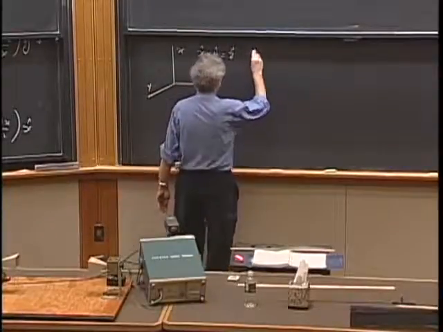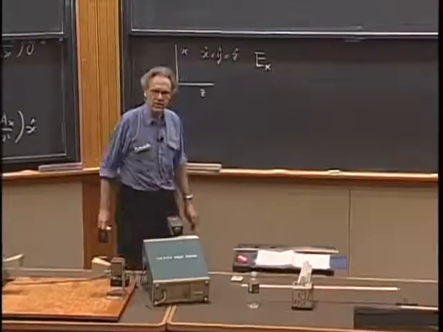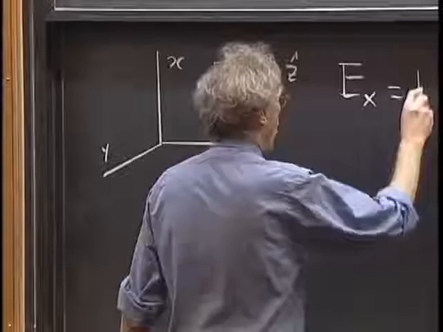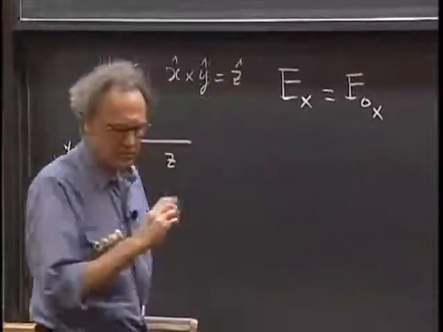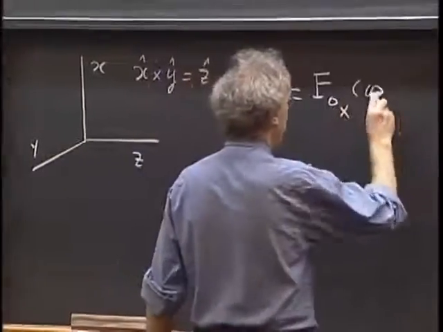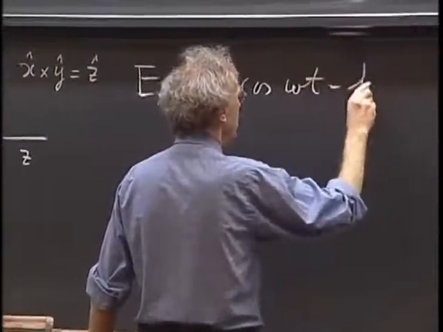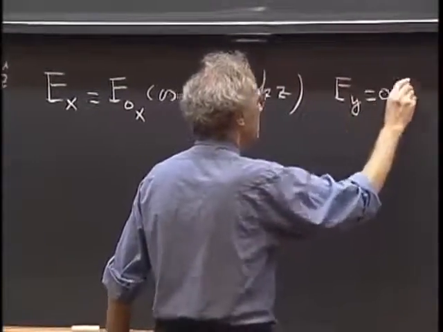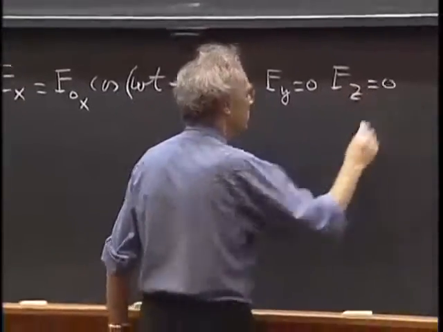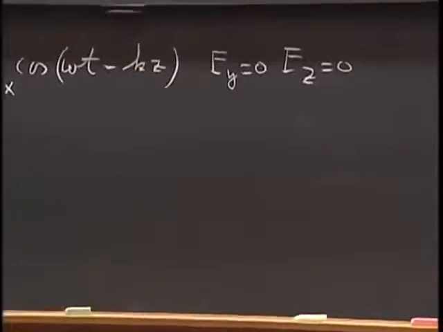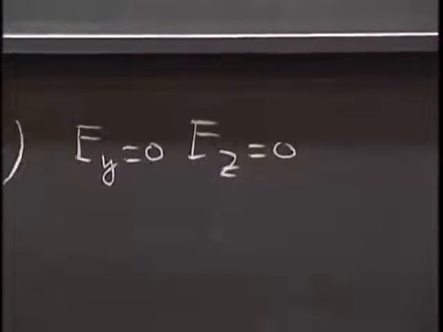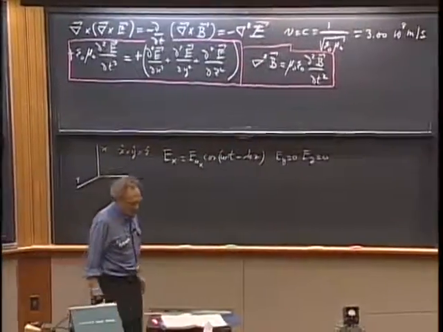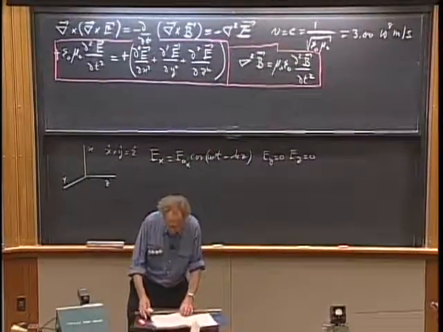So I assume a simple case that the E vector only exists in the X direction. So it has a certain amplitude, I call it E0x. And I make it a traveling wave, of course, cosine omega t minus kz. So EY is 0 and EZ is 0. So it's only E vector in the X direction. The complicated three-dimensional wave equation collapses now to a one-dimensional wave equation.